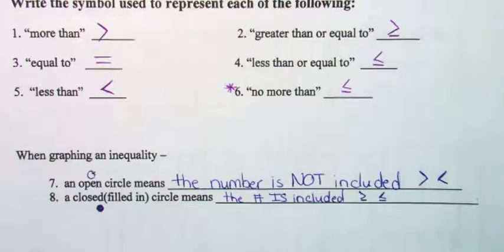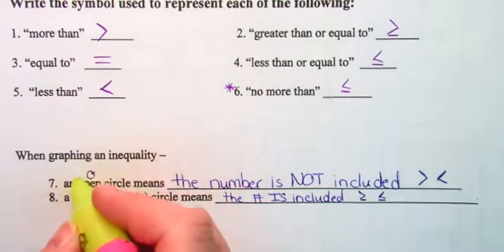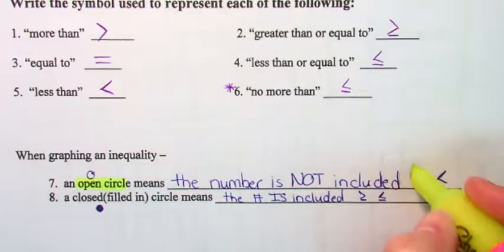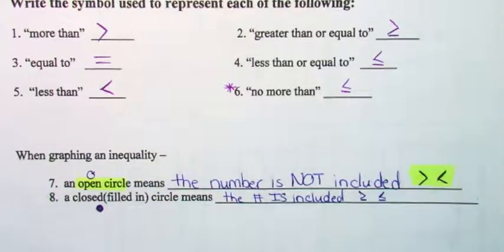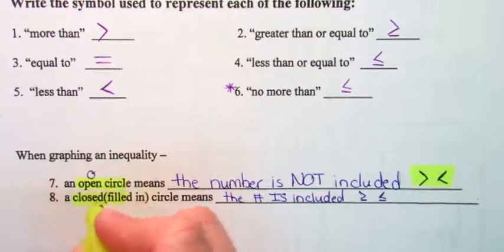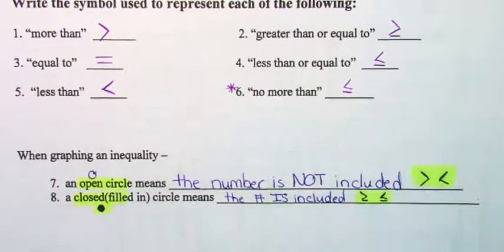So basically, open circles are when you have greater than, less than. I'm going to highlight just that part. The open circle is when you have just your greater than or less than. And a closed circle is when you have the equal to, greater than or equal to, or less than or equal to. So it includes that equal to part. So we have to know when to graph each of these.